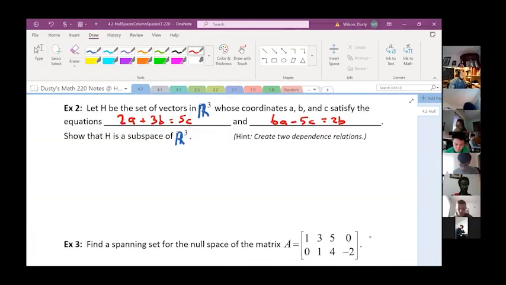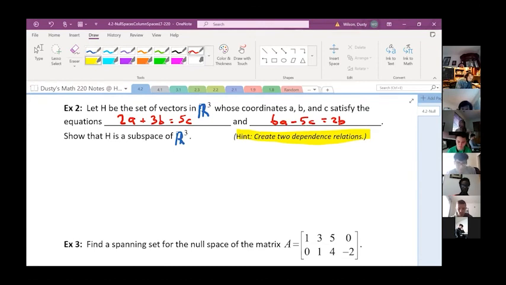We're here on example 2, and just kind of continuing to plug away, again looking for examples of subspaces. We're going to let H be the set of vectors in R3 whose coordinates a, b, and c satisfy these 2 equations: 2a plus 3b equals 5c, and 6a minus 5c equals 2b. And we want to show that H is a subspace of R3, and thankfully we're given a little bit of a hint. So let's follow the hint.